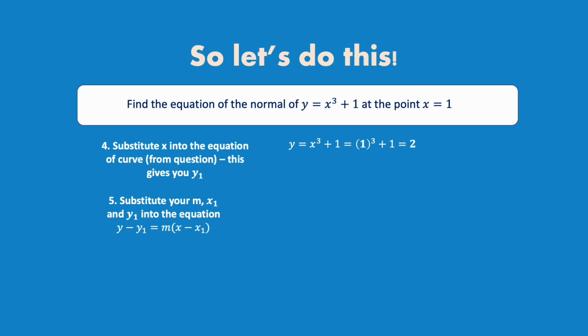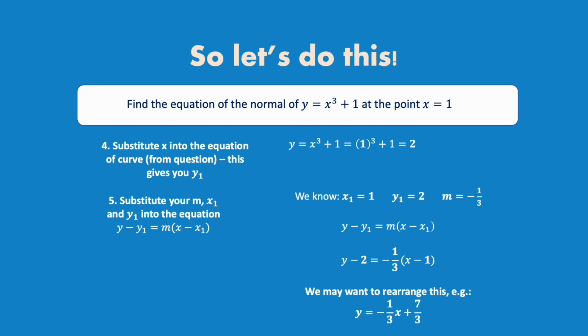And then finally, we substitute everything back into our equation. So we know that x1 is 1, y1 is 2, and the m is minus 1/3. So putting that all into our equation of a straight line, we get left with y minus 2 equals minus 1/3 (x minus 1). Which, if we want to, we can rearrange. And here I did that, and I got y equals minus 1/3 x plus 7/3. So that is our equation of a normal.